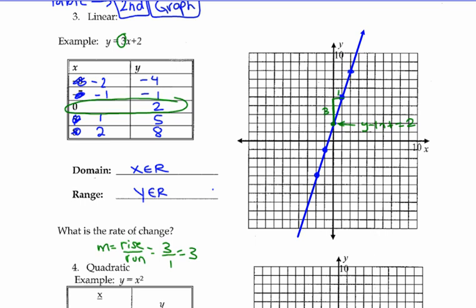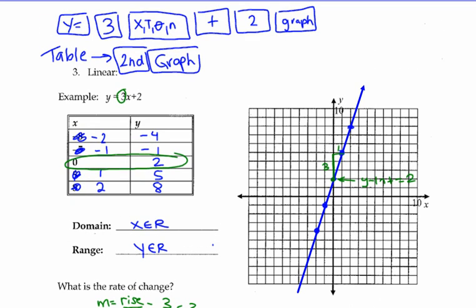Okay, so we're going to get a lot of practice next unit on all this stuff. Now try the next one on your own, please. I'd like you to make the table of values and graph it.